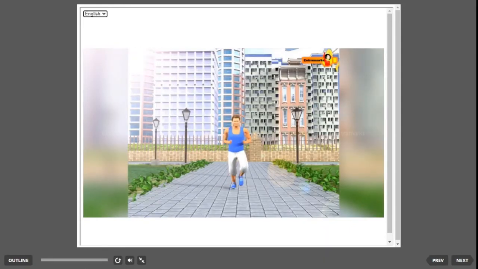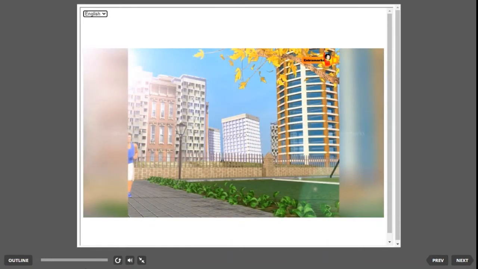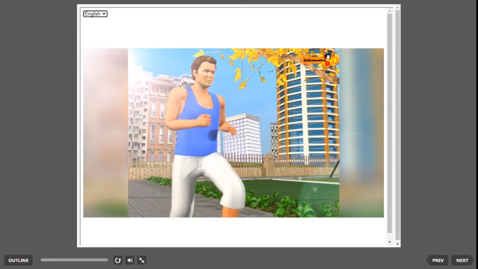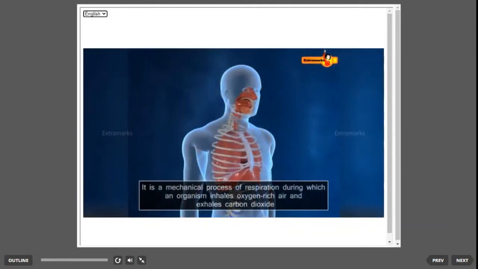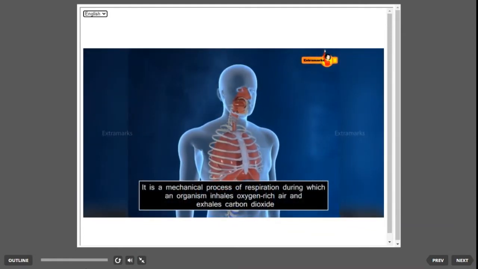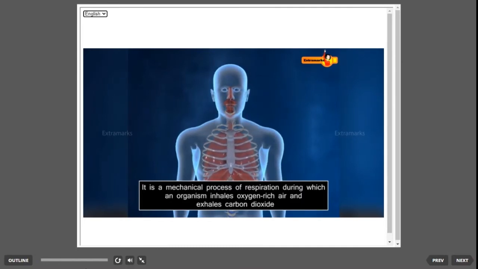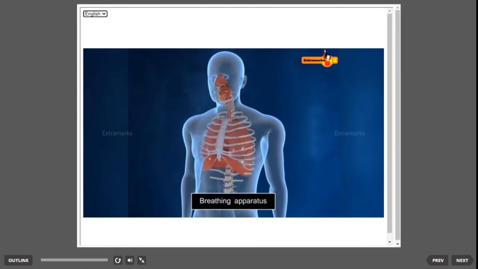When we exercise, we breathe rapidly and deeply. Automatically, our body inhales and exhales air more than normal to fulfill increased energy requirement. More scientifically, breathing is a mechanical process during which an organism inhales oxygen-rich air and exhales carbon dioxide. The body's breathing apparatus is enclosed in the chest region.